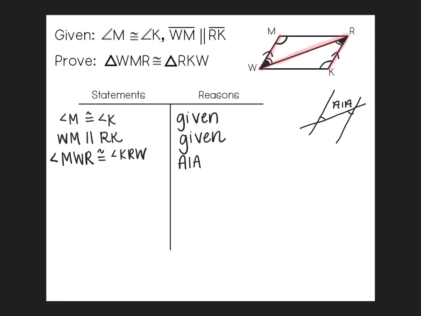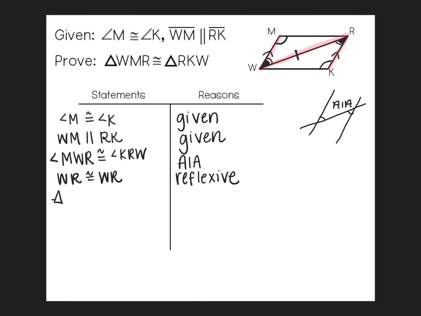Now, I am out of givens. I do have 3 things marked on each triangle, but those parallel marks don't technically count as marking a side. So now I need to look for vertical angles, which I don't have, or a side that the 2 triangles share, which is WR. So lastly, WR is congruent to WR, and that is reflexive.